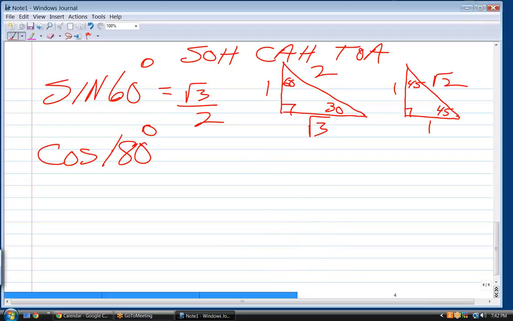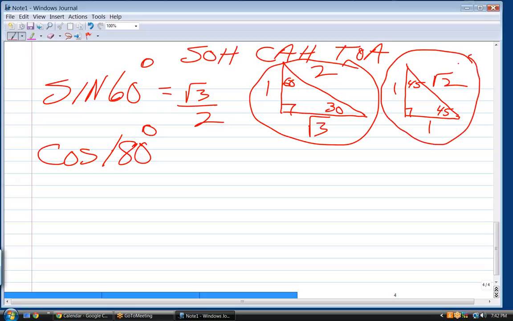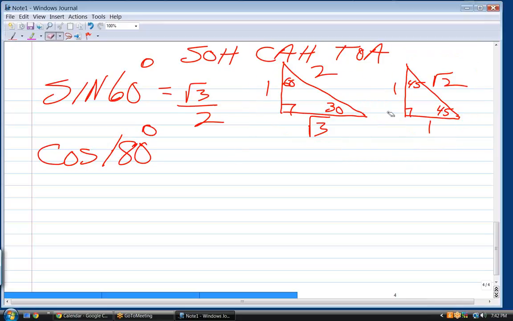However, you can memorize a bunch of stuff grouped into 3 and 4 things. In other words, you can memorize that triangle. That answers all 6 trig functions for 30 or 60 degrees. This triangle, which is another 3 things to memorize, answers all 6 trig functions for 45 degrees. Okay? So anything inside the first quadrant can be answered with these 2 triangles.